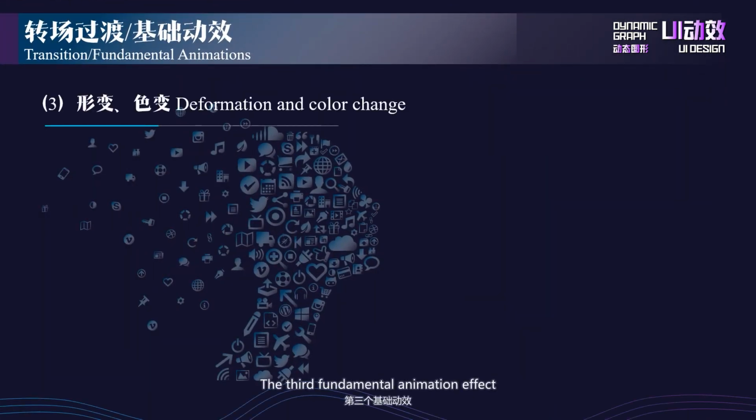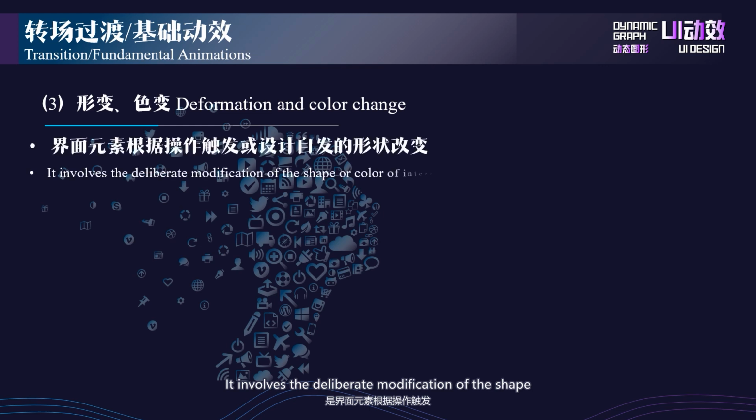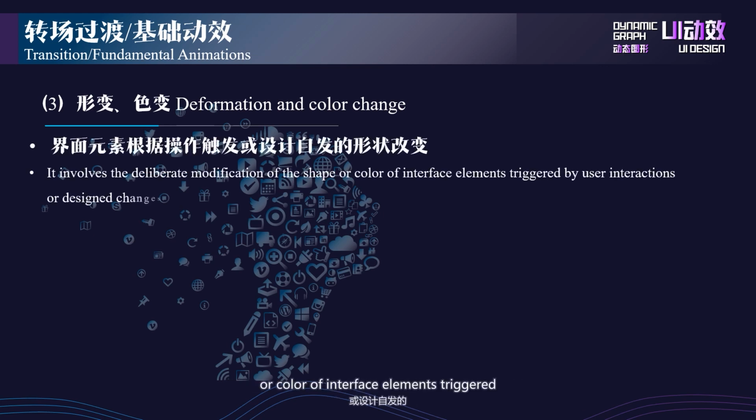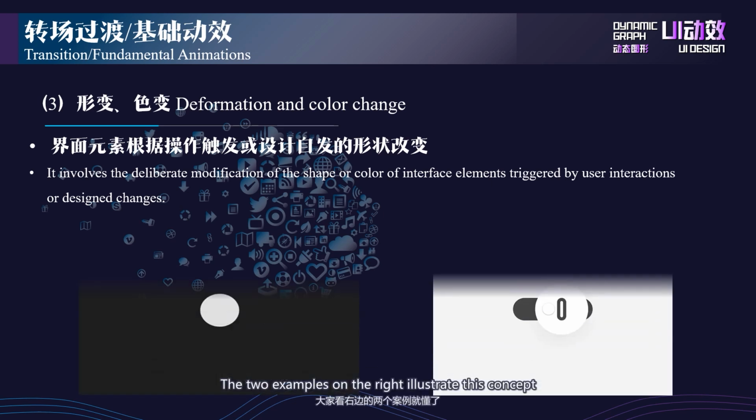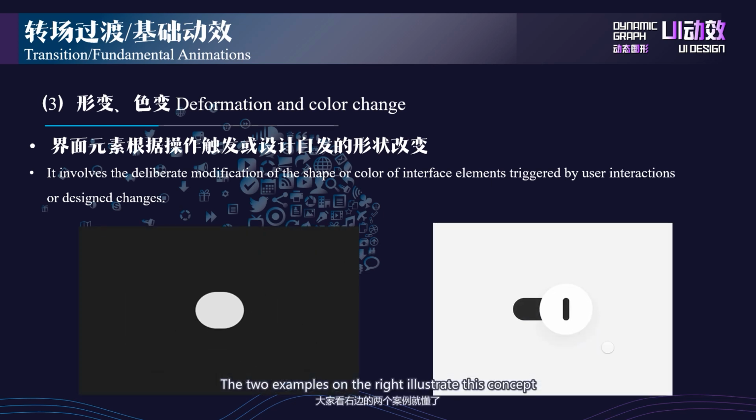The third fundamental animation effect is deformation and color change. As the name suggests, it involves the transformation of the shape or color of interface elements. It involves the deliberate modification of the shape or color of interface elements triggered by user interactions or design changes. We often use coherent states to depict and express the functional changes of elements. The two examples on the right illustrate this concept.